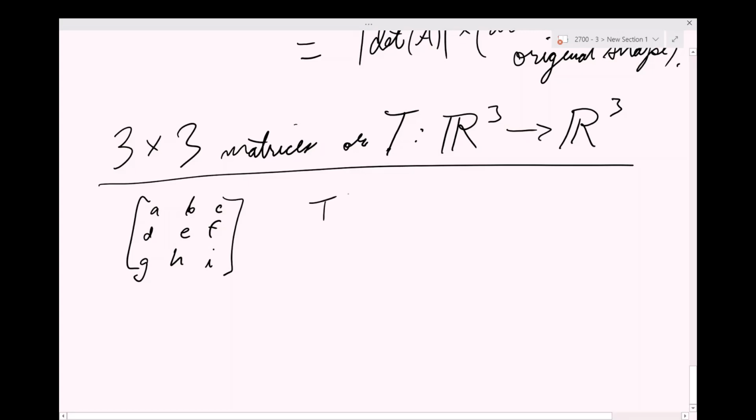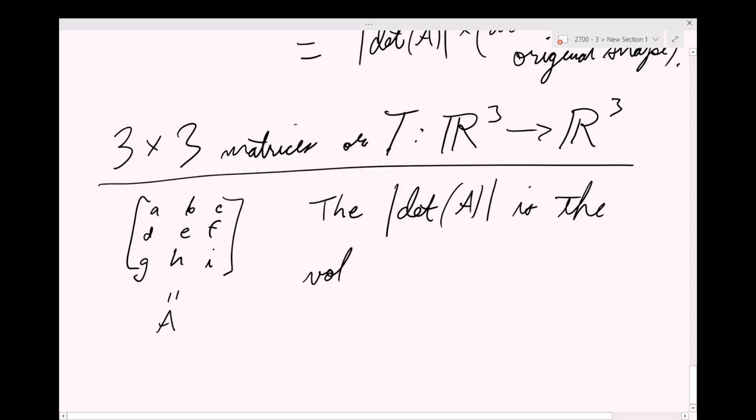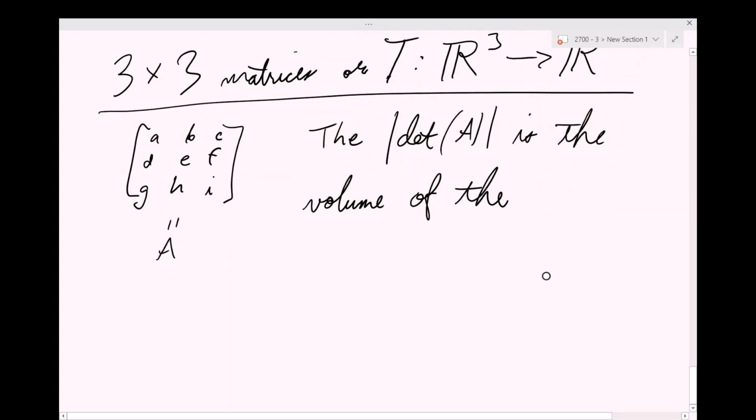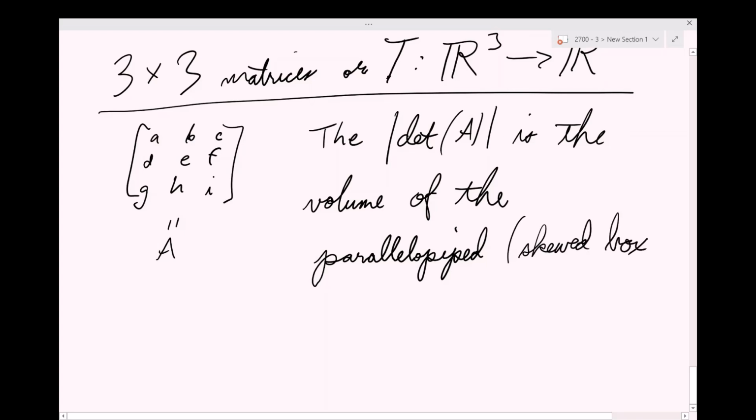So the absolute value of the determinant of, let's say, this matrix is the volume of the, I can never spell this word, parallelepiped. I don't know how to pronounce it either. I'm just going to call that the skewed box, determined by the 3 vectors.